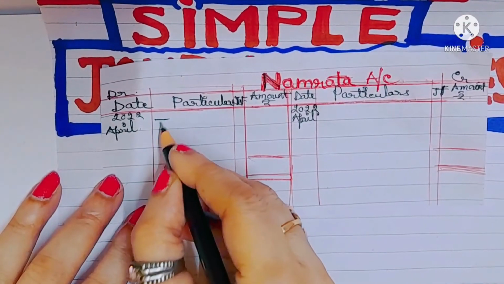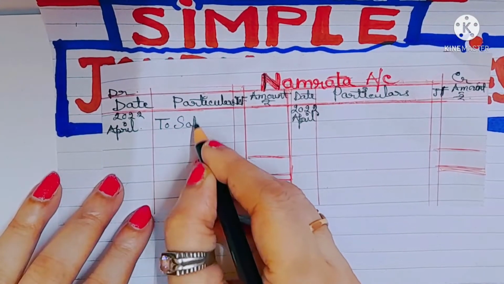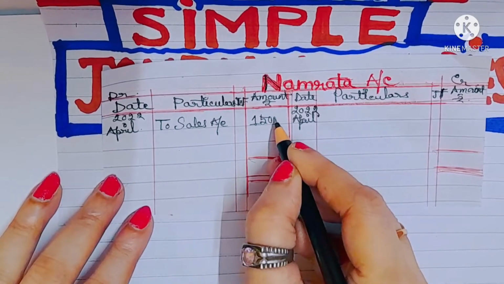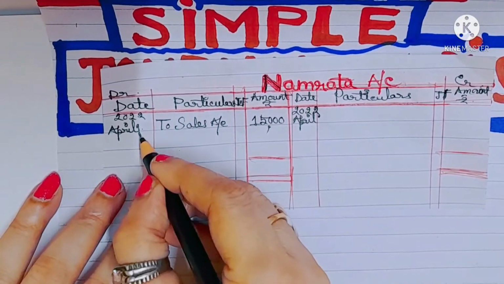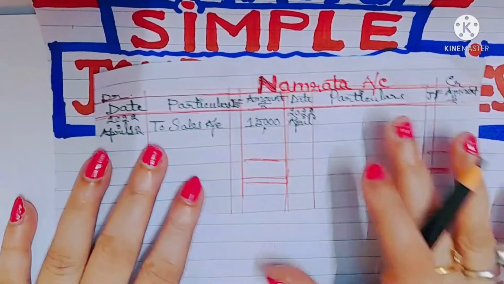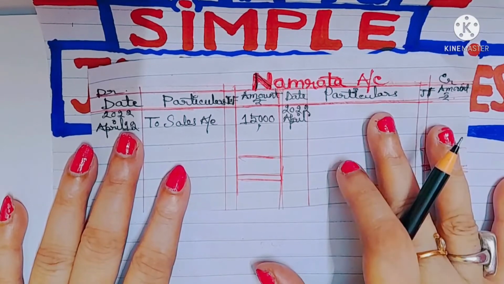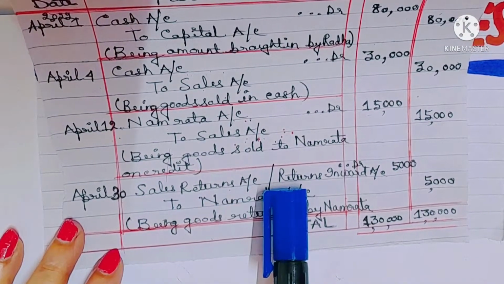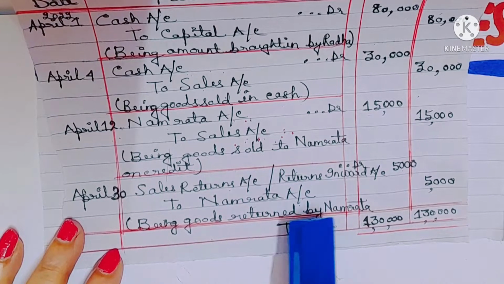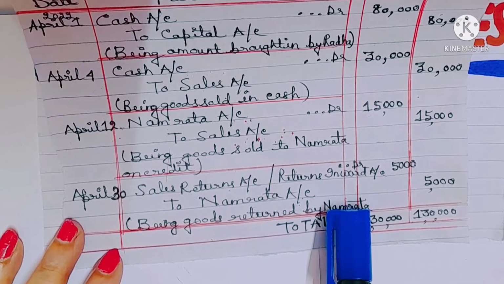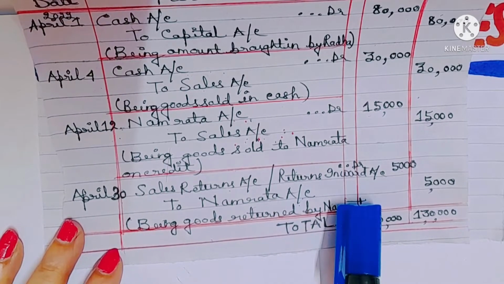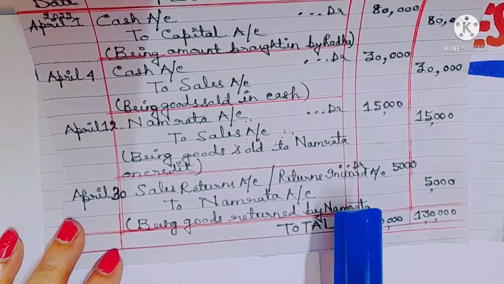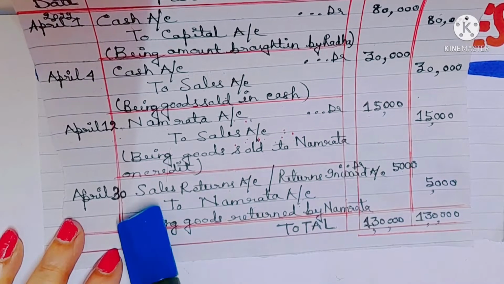To sales account. How much? 15,000. Date is 12th April. Let's see, are there any other Namrata transactions? Now see here. On 30th April, sales returns account debit to Namrata account. So Namrata account is on the credit side. Since Namrata account is on the credit side, sales returns account will also appear on the credit side in Namrata account. Understood? So what is the amount? 5,000. Date is 30th April. Let's do it.